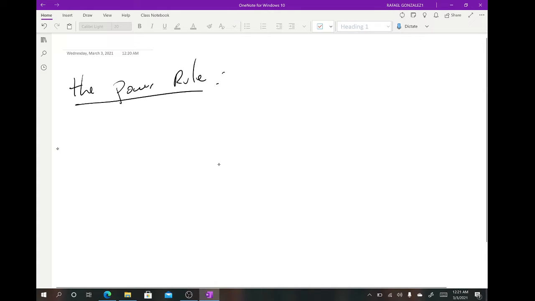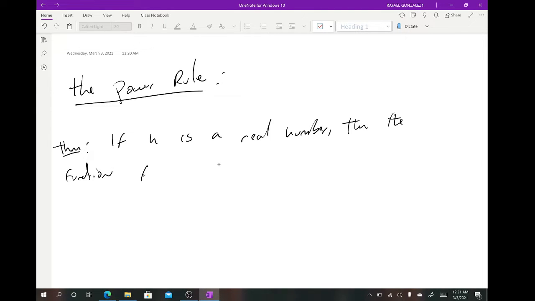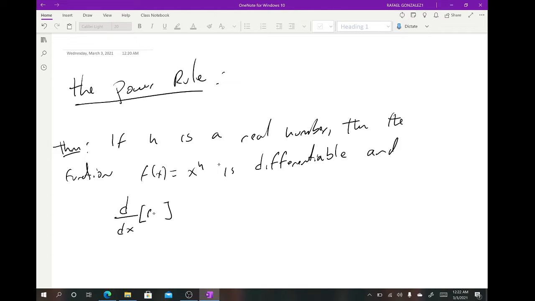And the power rule says the following: if n is a real number, then the function f of x equals x to the n is differentiable, meaning the derivative exists, and the derivative in terms of x of f of x, f of x here is x to the n, so I could just use x to the n, of x to the n is equal to n times x to the n minus 1.